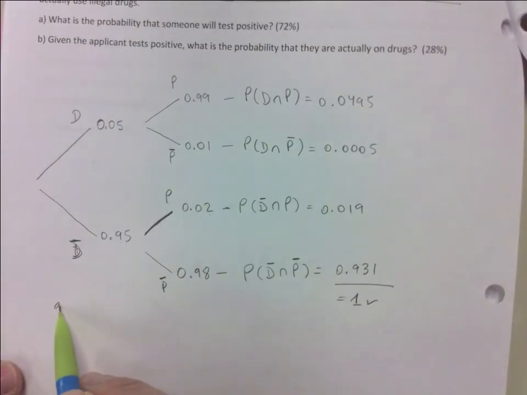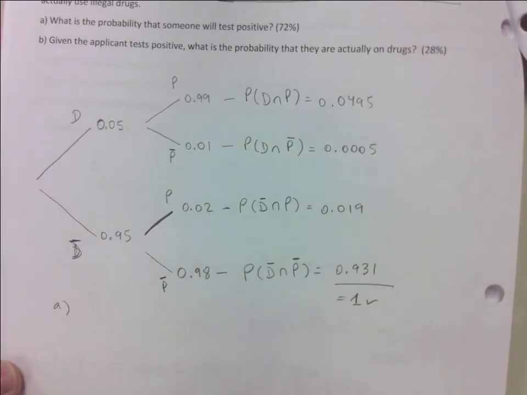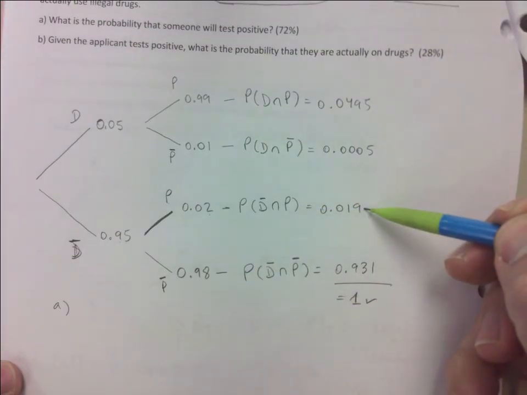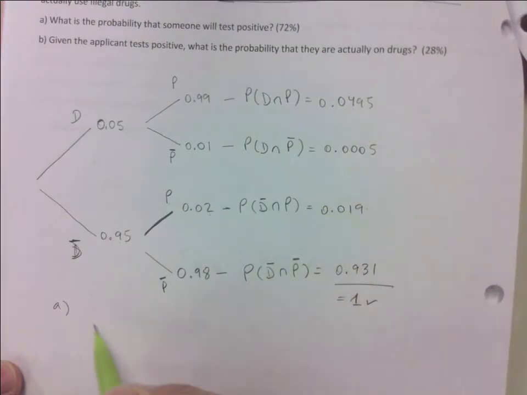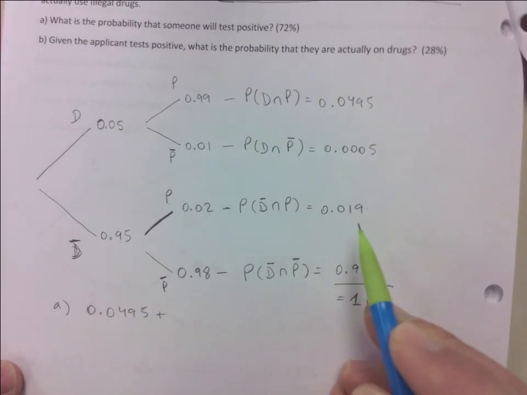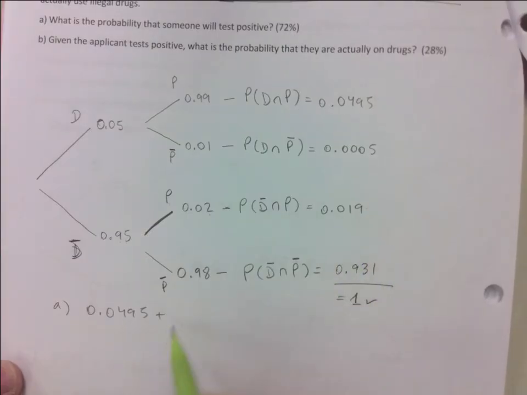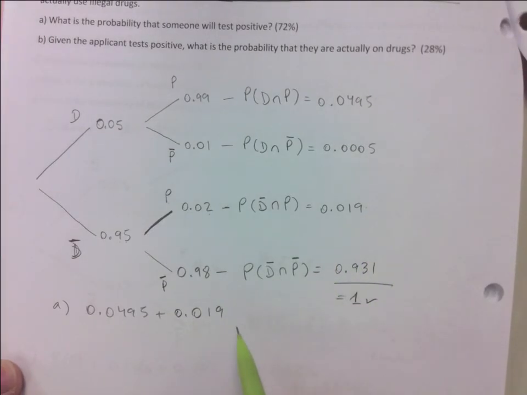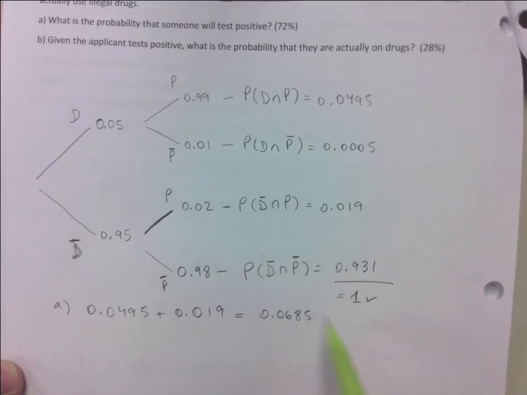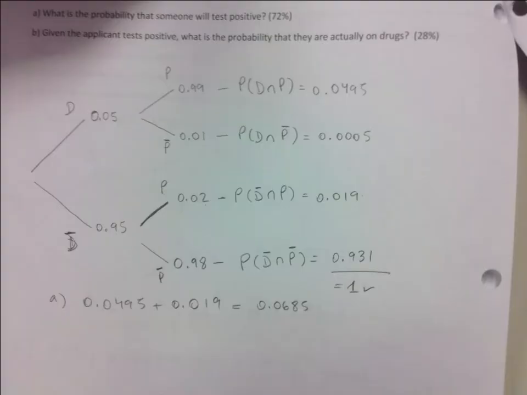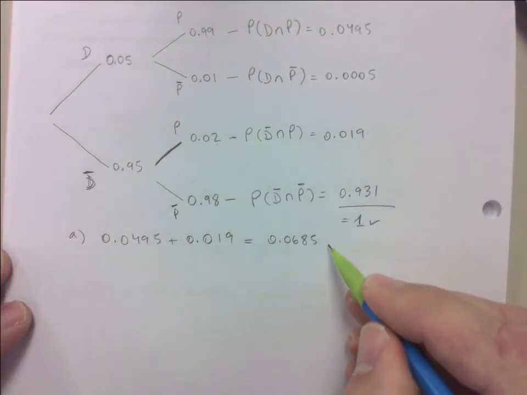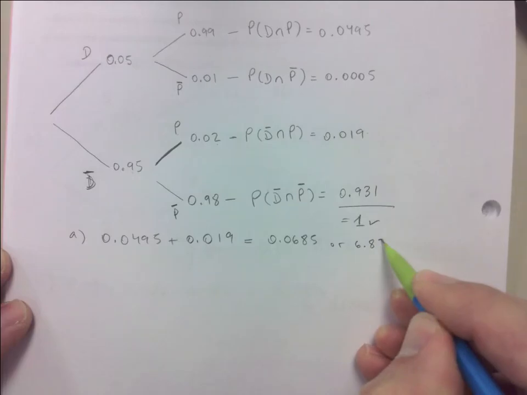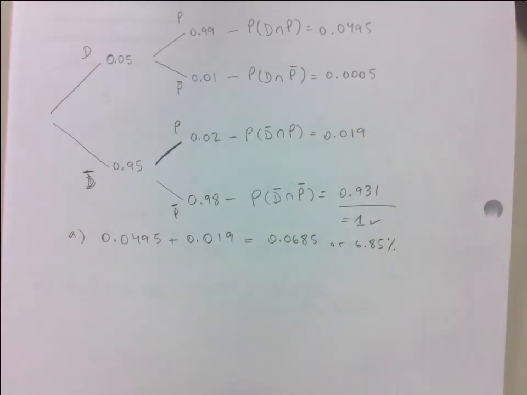So A, what's the probability that someone will test positive? You add up this one and this one. Okay? So you add up 0.0495 and 0.019. That adds up to 0.0685. You can leave it like that if you want, or you can say 6.85%. Either one is fine.